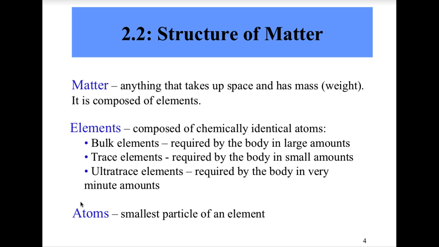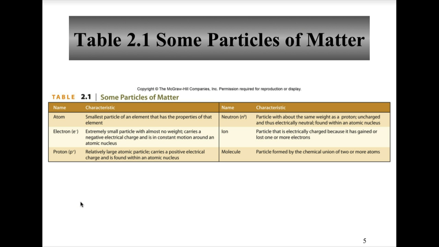Ultimately, elements are those things that are composed chemically of atoms. And an atom is the smallest particle of an element. So let's look here. We have an atom, and the smallest particle of an element that has the properties of that element would be that element's atom.